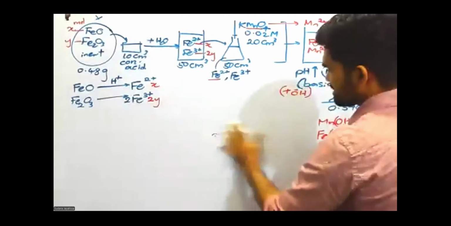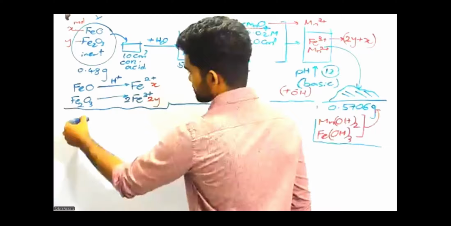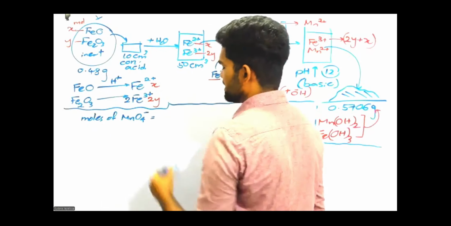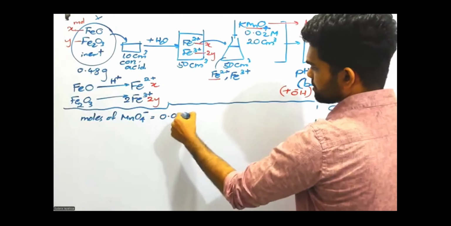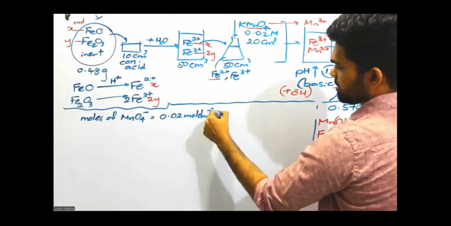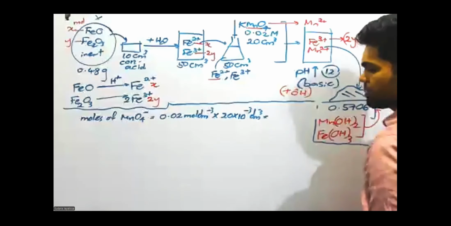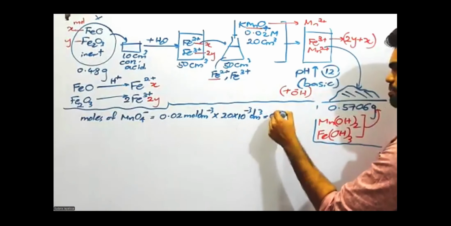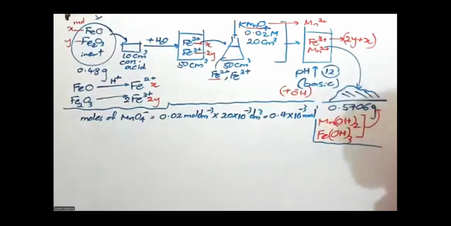So now let's start the question with KMnO4. The first thing, moles of KMnO4 or MnO4 minus. Moles of MnO4 minus you can find by multiplying 0.02 moles per decimeter cube by 20 into 10 to the power minus 3 dm cube. And you will get 0.4 into 10 to the power minus 3 moles. This is the number of moles of MnO4 minus.